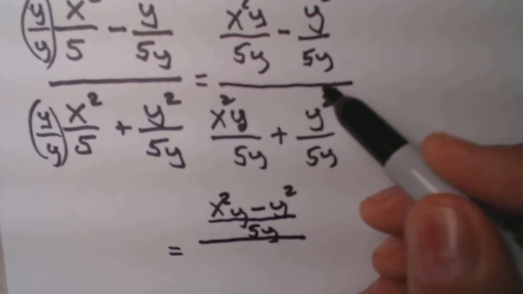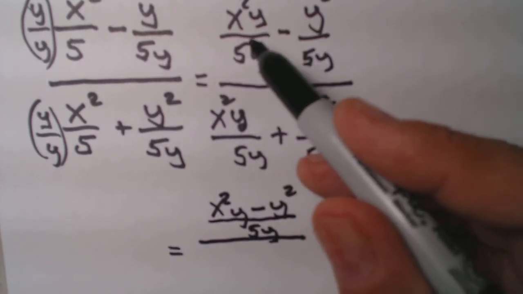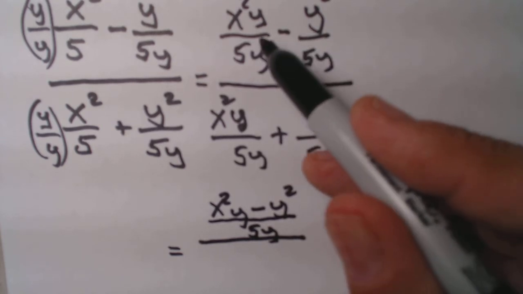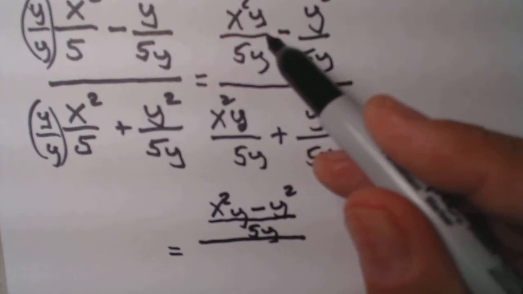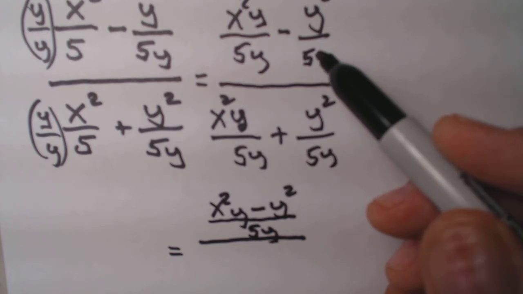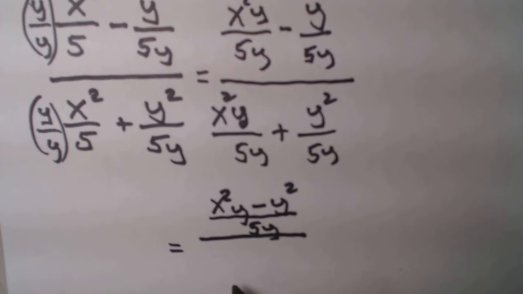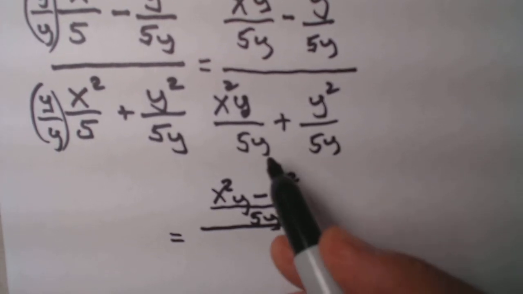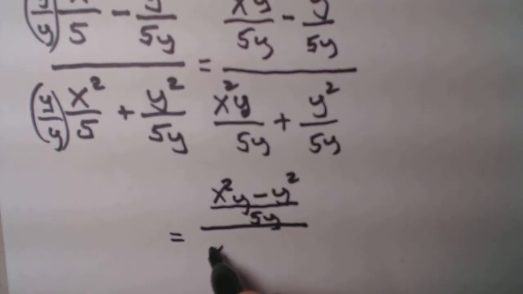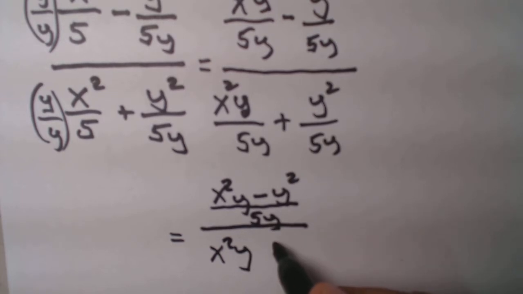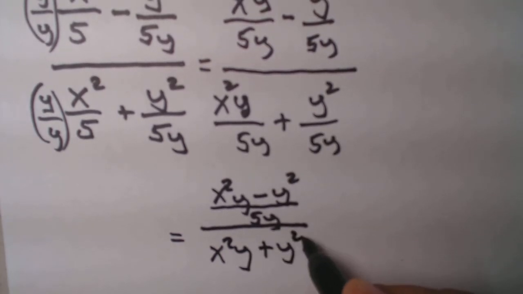So all I've done is I've got a common denominator here. I've just added or subtracted the numerators. In this case, it was subtraction. X squared y minus y squared. Downstairs, similar idea going on here. What's going to happen now is I've got, again, x squared y, but now plus y squared, again, all over 5y.